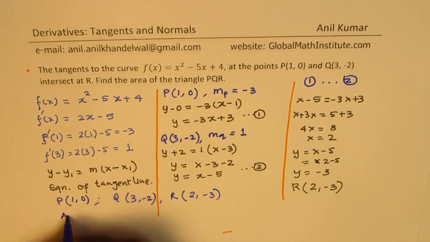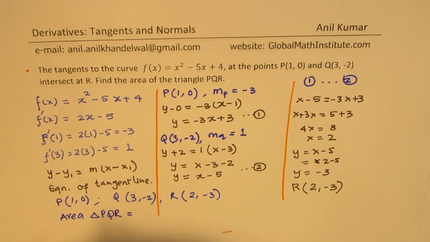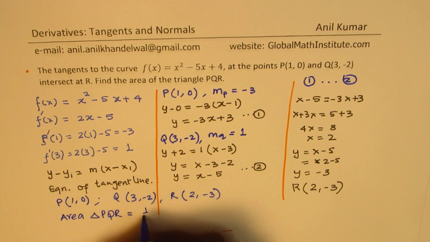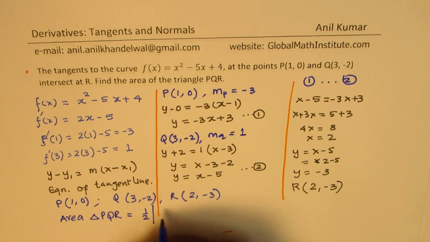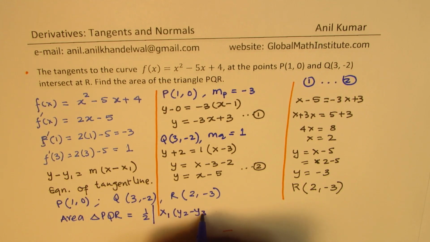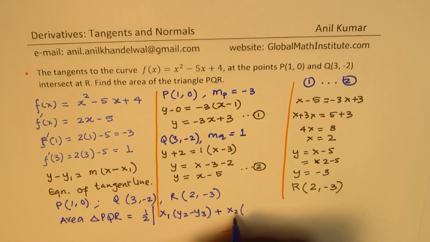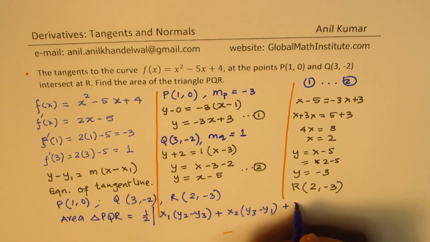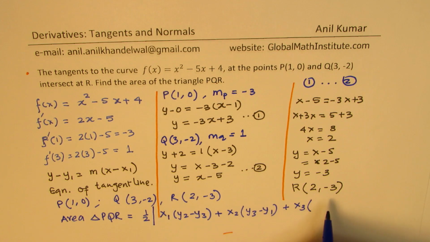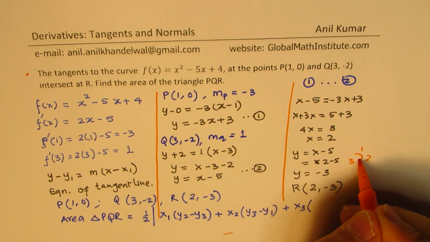Now to find the area of triangle PQR, we can use the formula, which is half of the absolute value of x1 times y2 minus y3, so this goes in order, 1, 2, 3, right? Plus x2 times y3 minus y1, okay, plus x3. So it is like 1, 2, 3, 3, 2, 1, right? So you have to see the order. Order is important here. So consider this 1, 2, and 3, right? So we have to go in an order, correct?